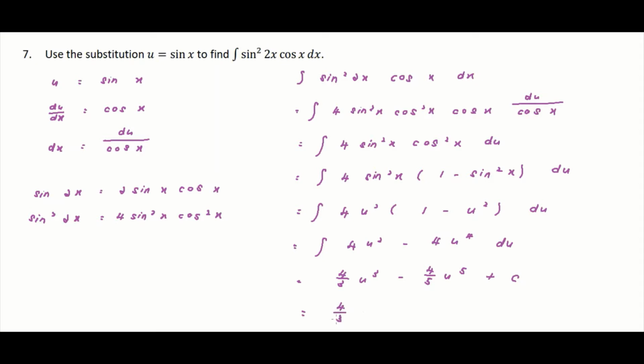So 4 over 3 sine cube x minus 4 over 5 sine to the power of 5x plus c. Okay, so please make sure that we can try to do sine cube is because we know that u cubed is equal to sine x cubed, right? So that's why this is exactly the same as sine cube x. Okay, so the same idea for sine to the power of 5. So that's the idea for substitution.